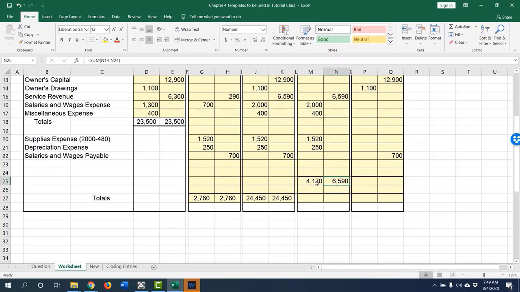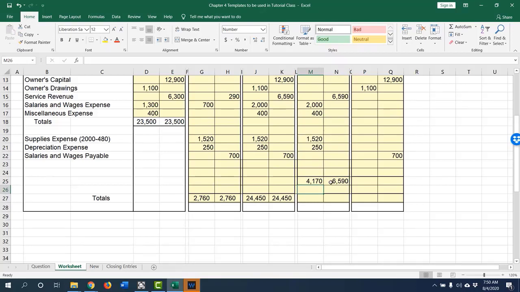Are they equal? No. What does it mean? Good or bad? Your revenue is higher than your expenses. Is it a good or bad thing? Exactly, that's a good thing. Your revenue is higher than your expenses. That means that you have earned profit. So how much profit have you earned? The difference between these two, right? The difference between revenue and expenses is known as net income or net profit.